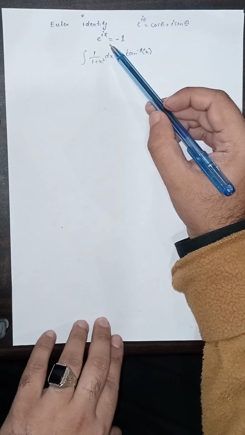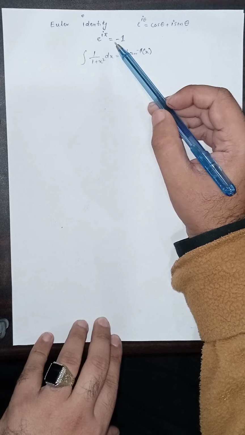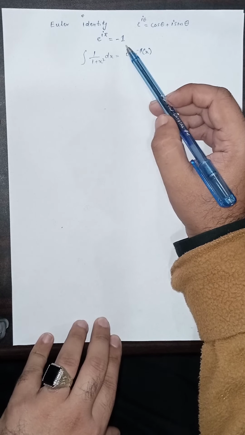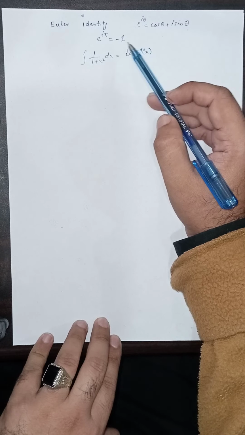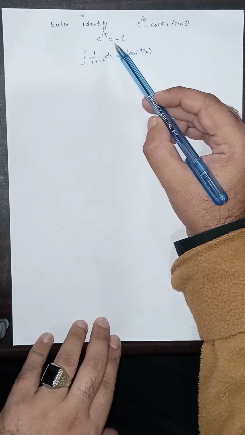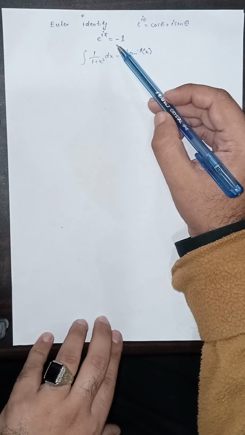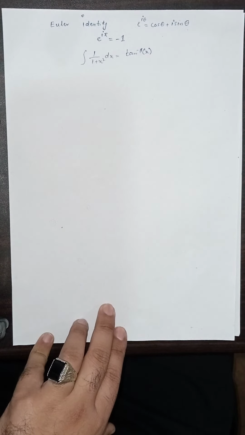If we have to prove this equation, then we can write e^(πi) = cos π + i sin π. So cos π is equal to -1 and sin π is equal to 0. So 0 into i is equal to 0. So e^(πi) is equal to -1. But here we can prove it in another method.